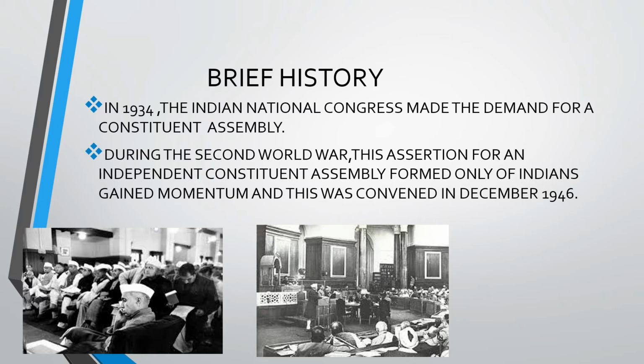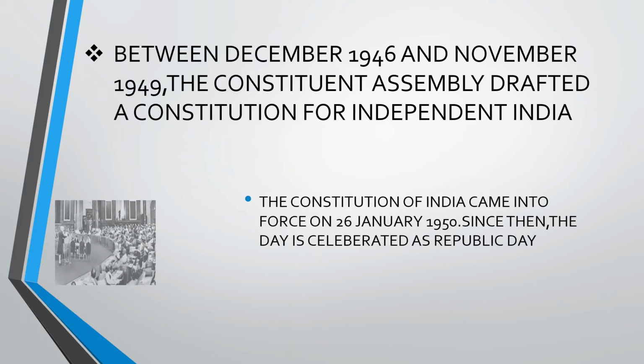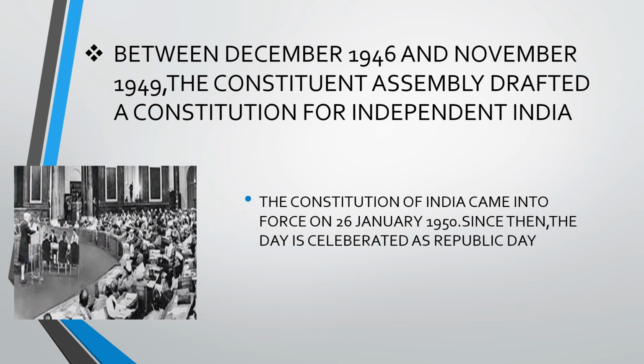and this was convened in December 1946. Now see, between December 1946 and November 1949, within 3 years, the Constituent Assembly drafted a constitution for independent India. When did our India become independent? In 1947. But for drafting the constitution, how much time did it take? 3 years to draft.